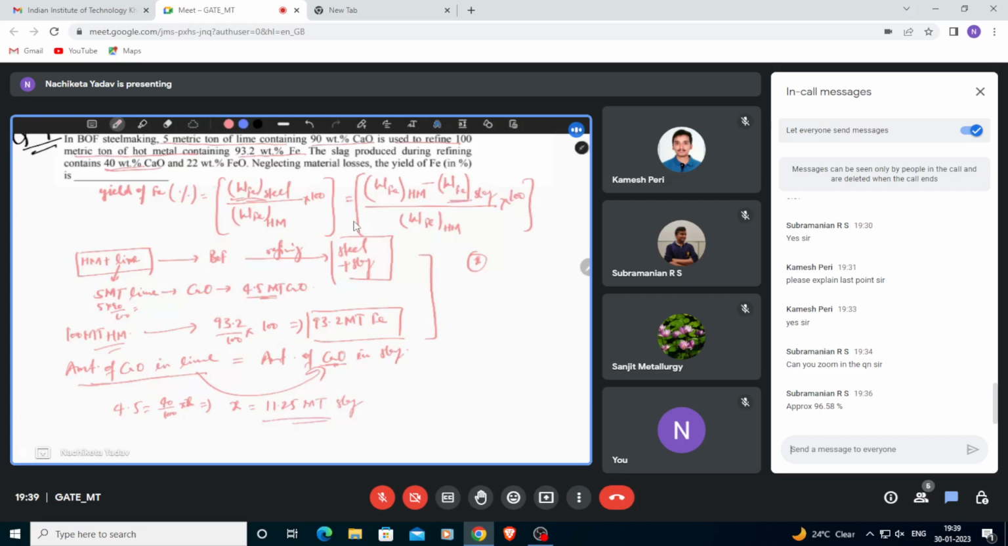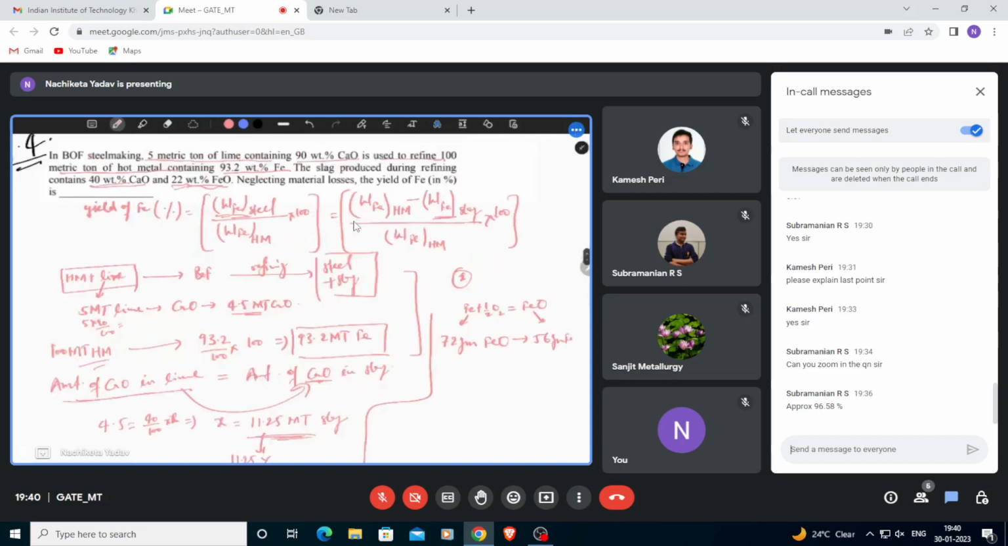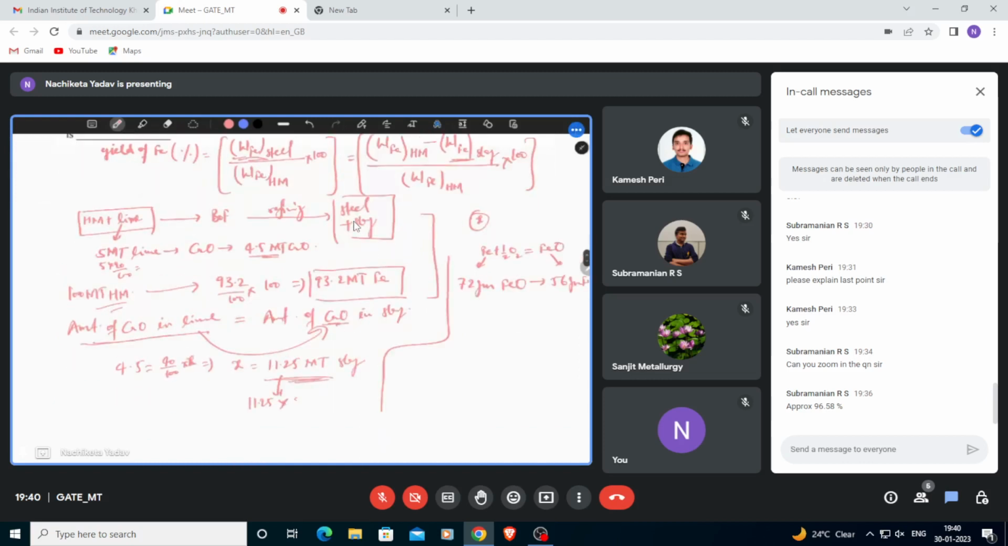This slag has 22% FeO. Fe plus half O2 gives FeO. One mole FeO, that means 72 gram FeO, is associated with 56 gram Fe. So in this slag, how much FeO is present? 11.25 into 22%. So how much will this be? 2.475 metric ton FeO in slag.